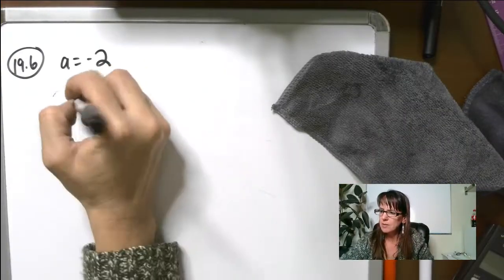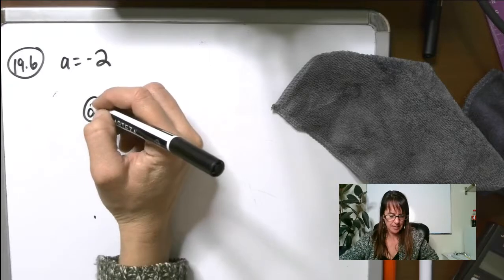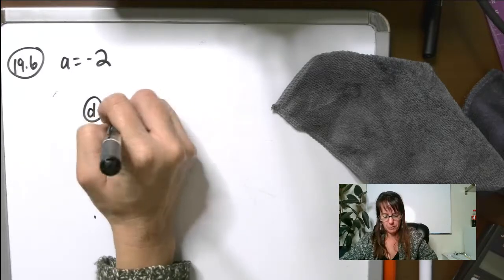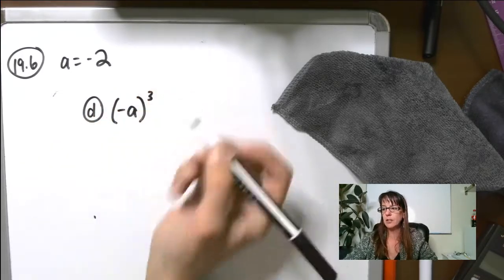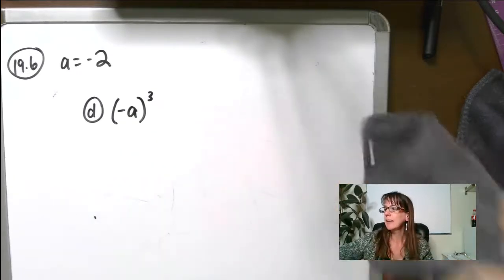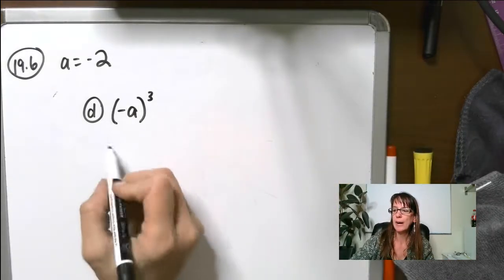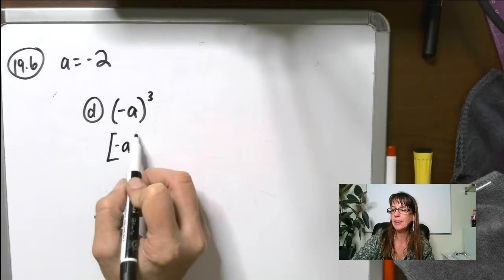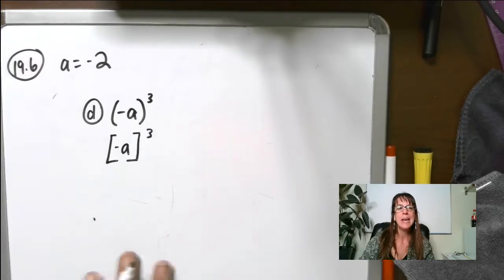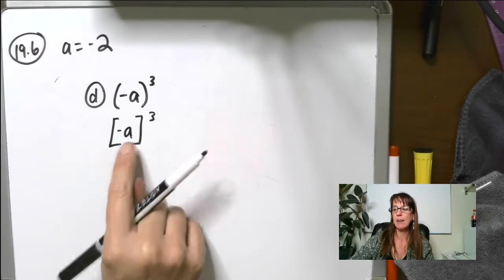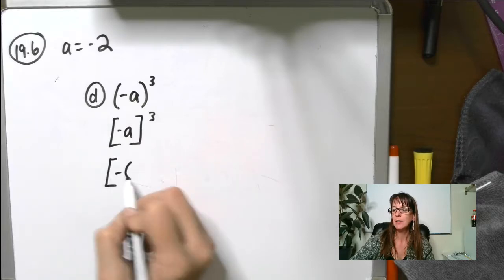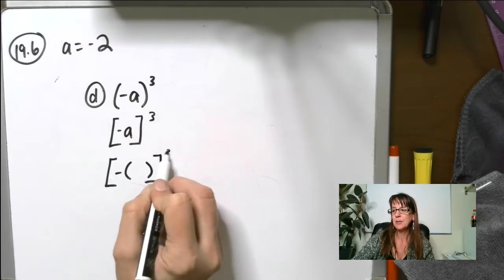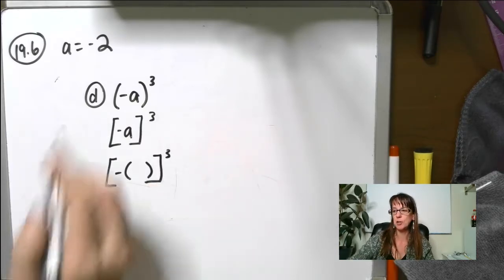and by the way, I'm on page 84 if you're following along, but negative A to the third. So if parentheses are already there, what I like to do is turn them into brackets. So brackets, negative A to the third, okay? Now I'm going to insert parentheses wherever there's a variable. So brackets, negative, parentheses, brackets 3. It seems ridiculous, but this is really helpful.